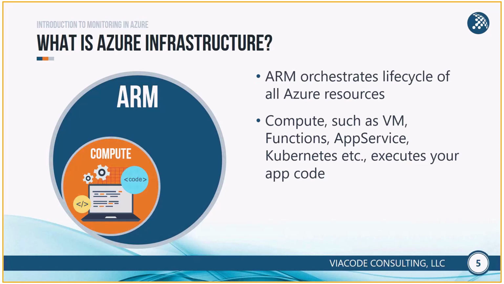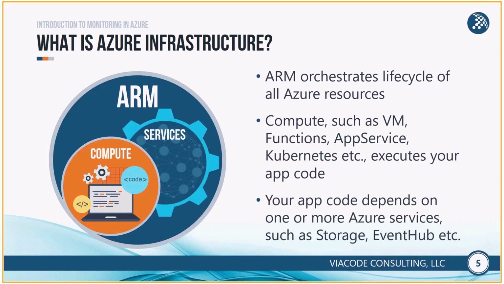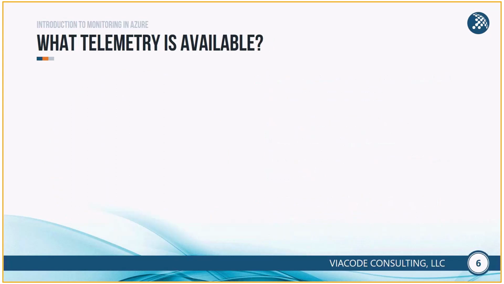And then the rest of the services. Those services that your application depends on, let's say storage, Event Hub, Redis Cache, etc. So those three buckets comprise the entire Azure ecosystem. And each piece of infrastructure generates telemetry.